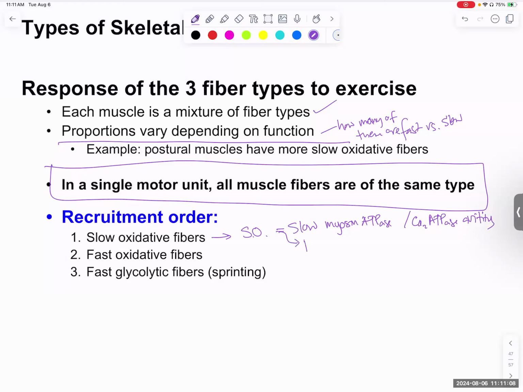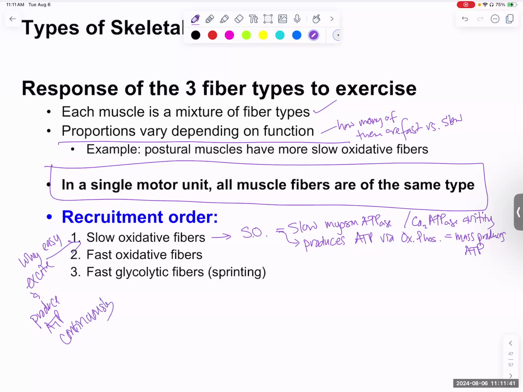Also produces ATP via oxidative phosphorylation. So mass produces ATP. These get recruited first. Why? Easier to excite and produce ATP continuously. And that matters, right? Because you're going to be using them over and over and over again. So you need to be able to produce enough ATP.